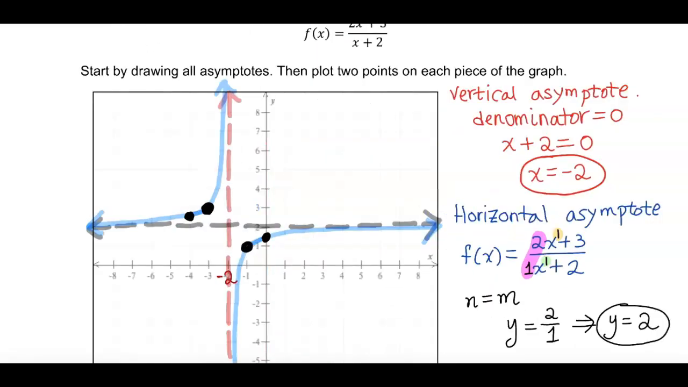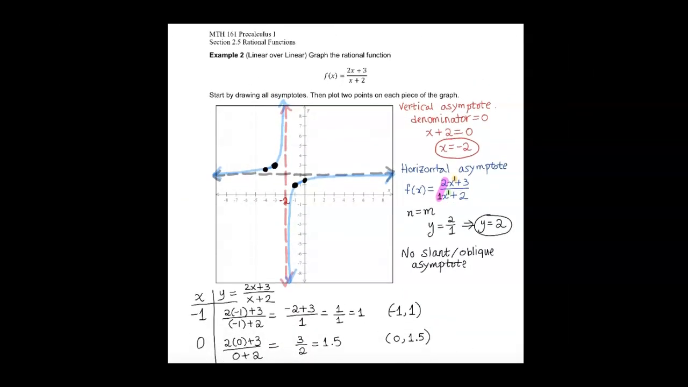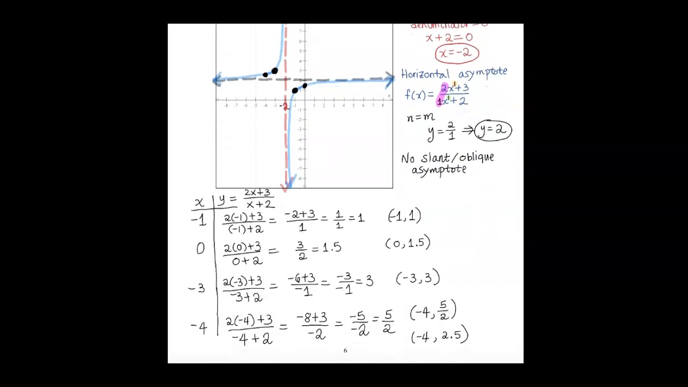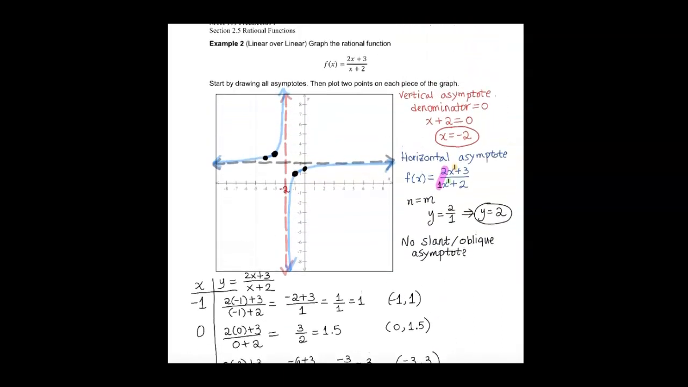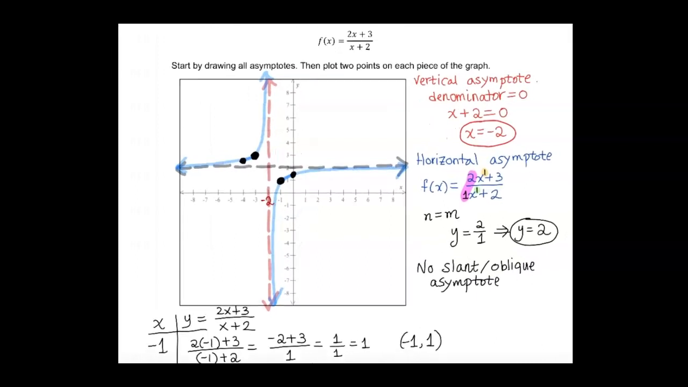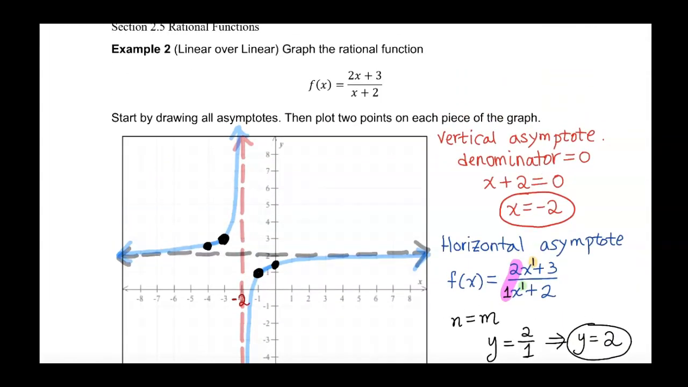We found all the asymptotes. Let me zoom out like crazy. And we found 4 points, 2 on each side, each piece of the graph. So that is how you can graph the linear over linear case. Okay, let's go to example number 3 in another video.